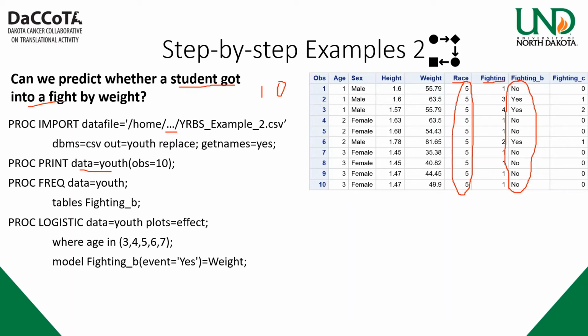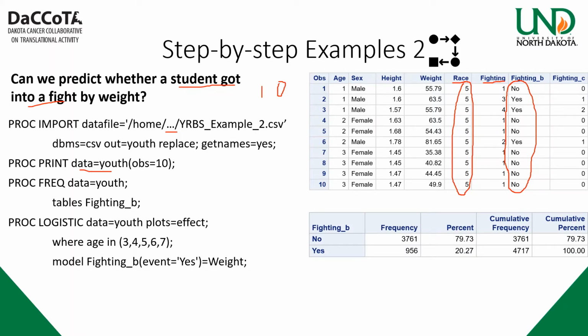So let's take a look at frequency. Turns out that most students did not get into a fight, but about 1/5 did. So to run our logistic regression, we're going to use proc logistic, and we're going to restrict our ages to 3 to 7. That's not 3 years old, but categories. This is like, I think 13 or 14. This is like 17 or 18, because it turns out the lowest ages only had a few entries. We're going to model fighting. It's a function of weight.